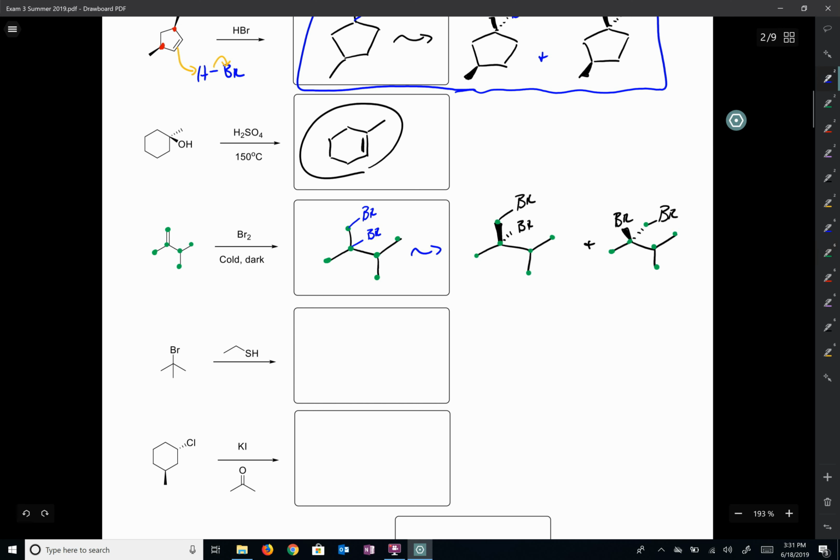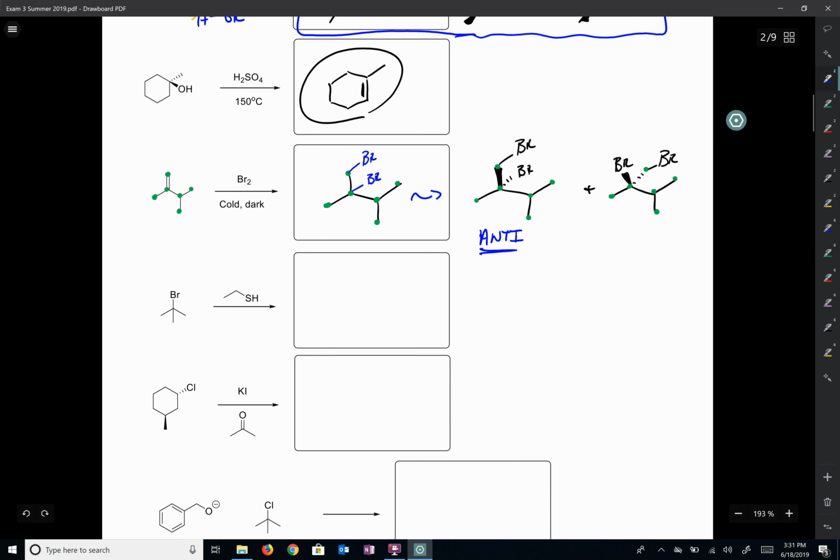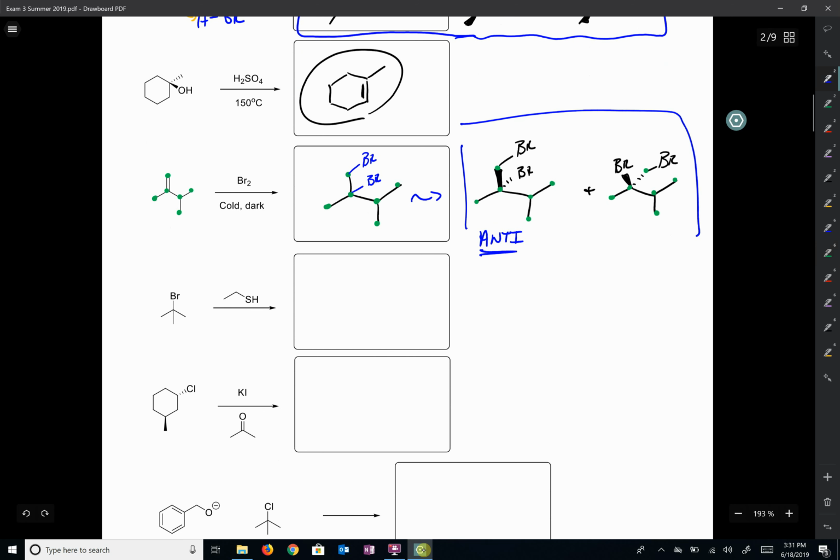Now remember, anti-addition is extremely important to pay attention to, especially when you're on rings. You have to show that they're basically added trans to each other, all this kind of stuff. So here's going to be our answers for this.